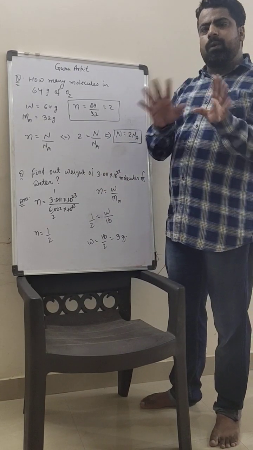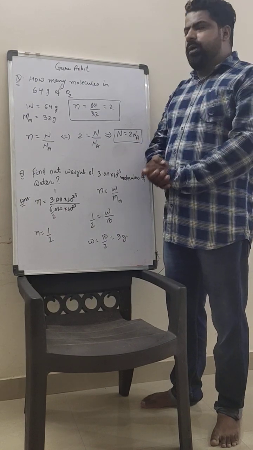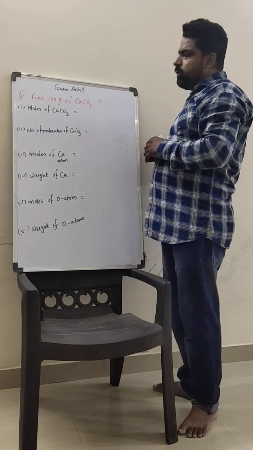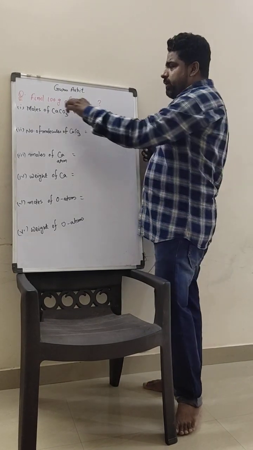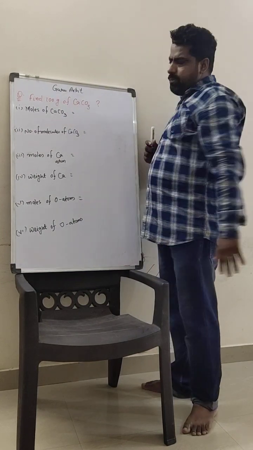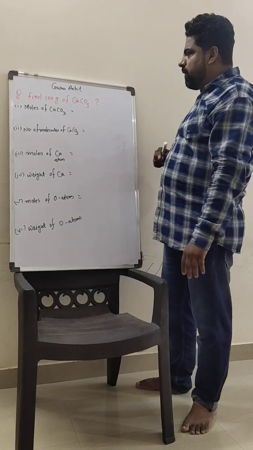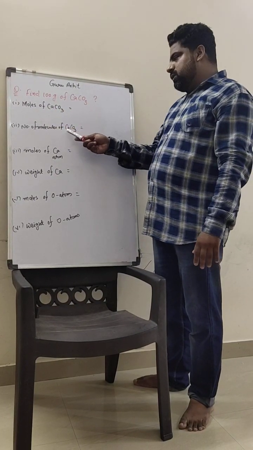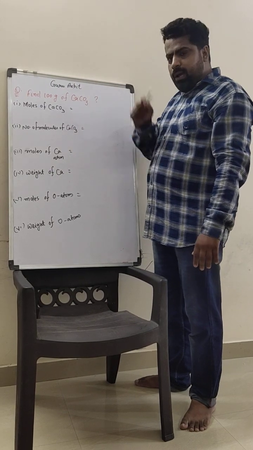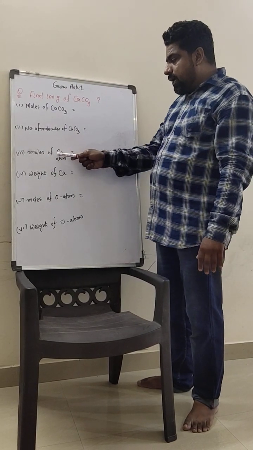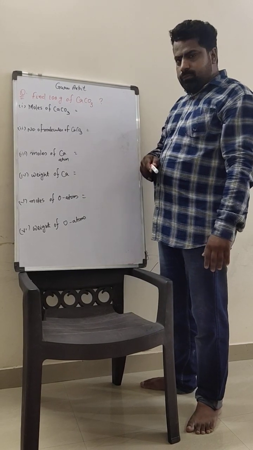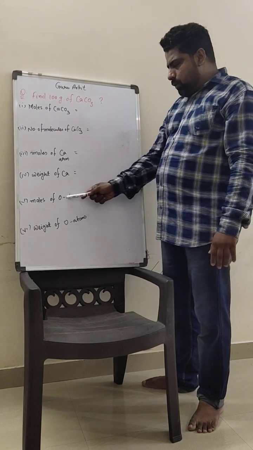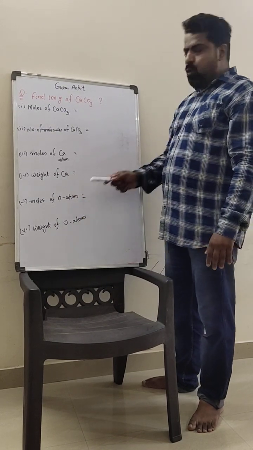Now let us take one more example, and the basic introduction of the mole will be completed. One more example to clear the concept of mole. Suppose you are given 100 gram of CaCO3. There are various things that you need to find out: moles of calcium carbonate, number of molecules of calcium carbonate in 100 gram, moles of calcium atom, weight of the calcium atom, moles of the O atoms, and the weight of the O atoms.